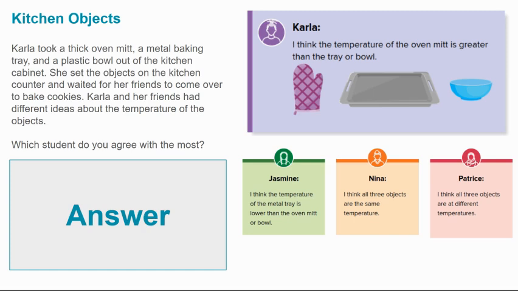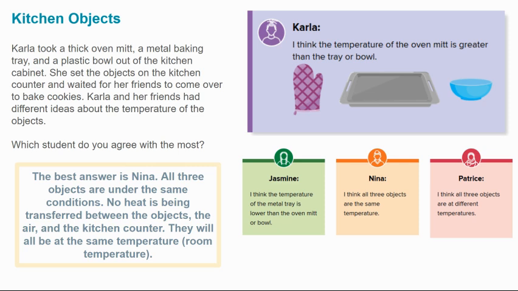So let's read through the students. Carla: I think the temperature of the oven mitt is greater than the tray or bowl. Jasmine: I think the temperature of the metal tray is lower than the oven mitt or bowl. Nina: I think all three objects are the same temperature. Patrice: I think all three objects are at different temperatures. Okay, so who do we agree with most?